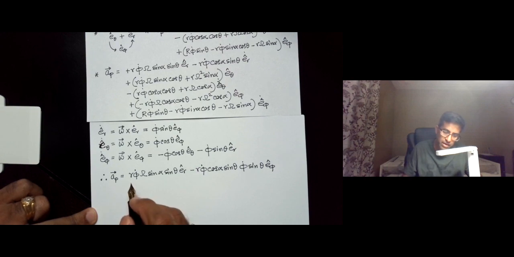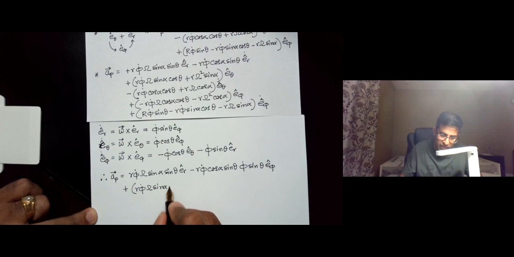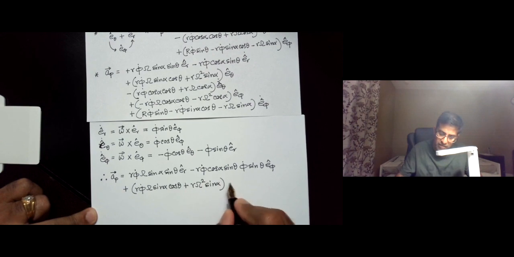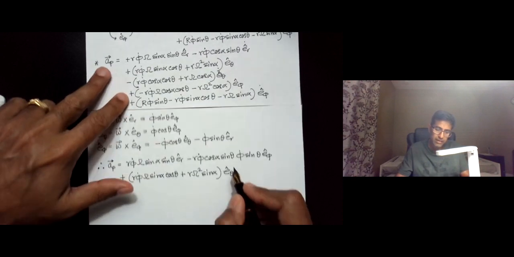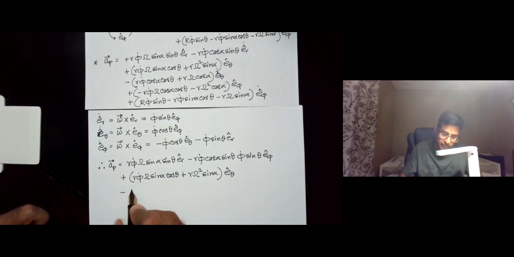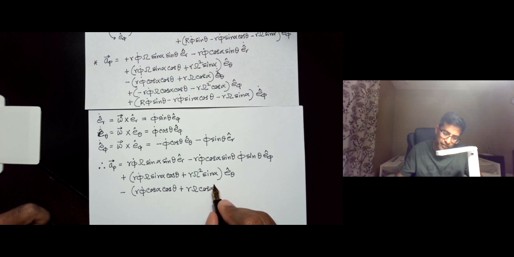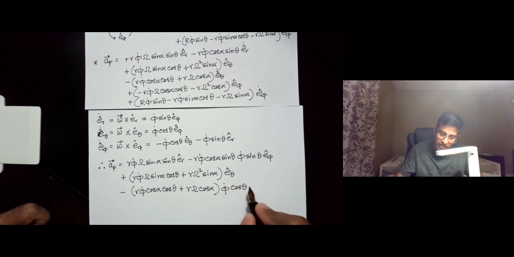You can see that the terms do become quite complicated progressively, and then we have plus r phi dot capital Omega sine alpha cosine theta plus r capital Omega squared sine alpha E theta minus r phi dot cosine alpha cosine theta plus r omega cosine alpha times E phi dot, and E phi dot is phi dot cosine theta E phi.